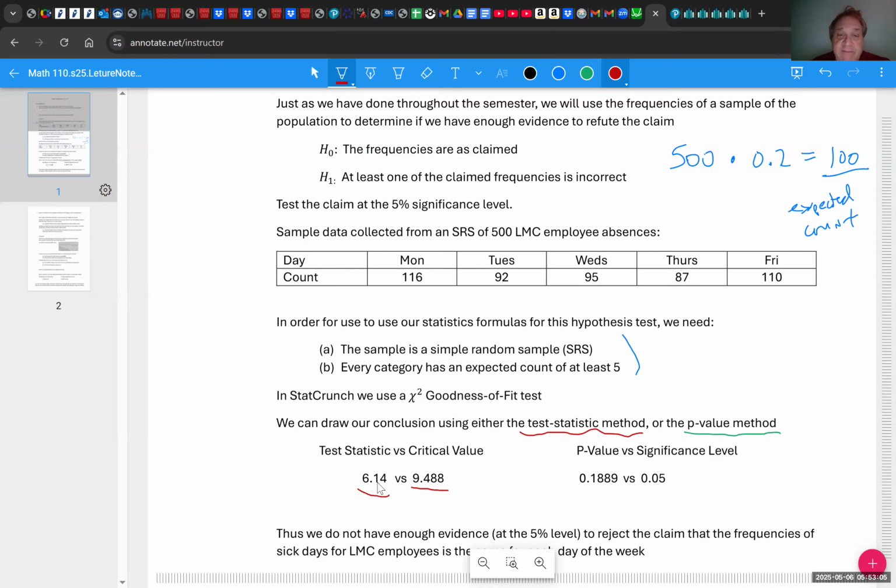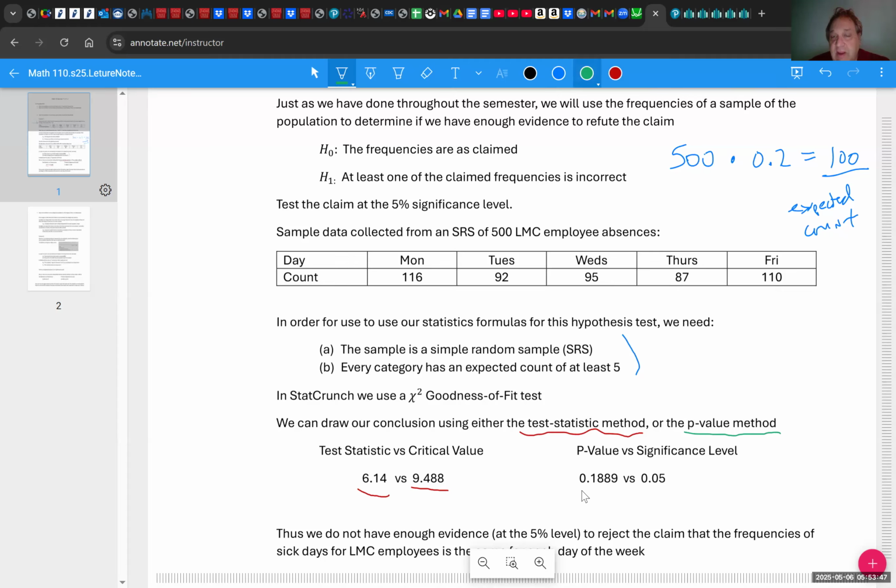So 6.14, if the test statistic is smaller than the critical value, in other words, if we don't have a larger test statistic than the critical value, then we don't have enough evidence to reject. Just like if the p-value is not smaller than the significance level, we don't have enough evidence to reject, right? If the p-value is very small, then we can reject the null hypothesis. And if the test statistic is very large, we can reject the null hypothesis. And we get the same result both times.